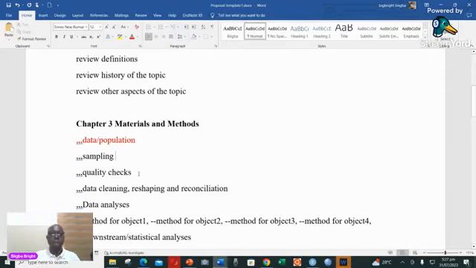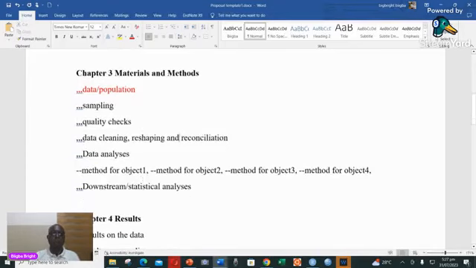And then after that, that data will not come just clean like that. You need to find out whether there are some quality issues or whatsoever, and that's where you do your quality checks. Then, if there is something you need to clean, you can do data cleaning, data reshaping, and then data reconciliation. I've done a video on these three, and you can check that on my YouTube channel and watch it.